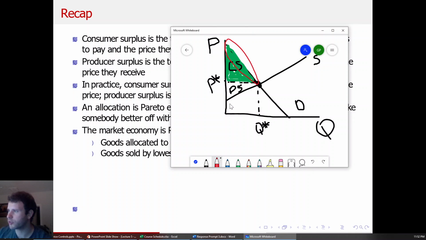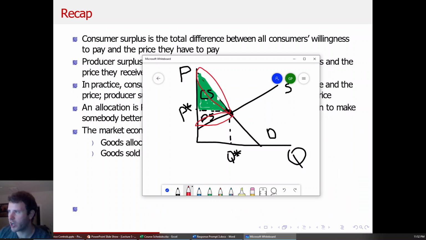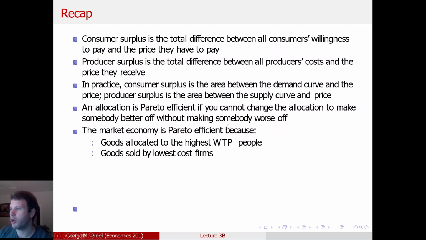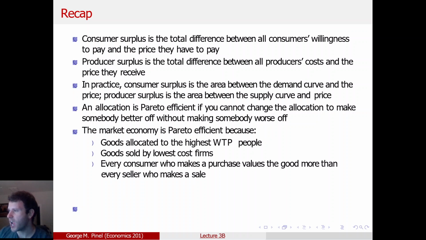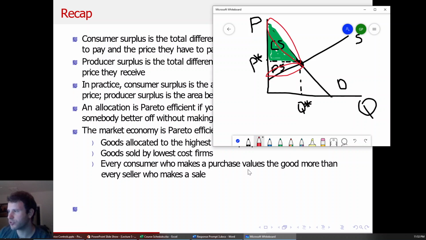Who are the lowest cost firms? If you ranked firms from lowest cost to highest cost, you'd have the supply curve. So these people are lower cost. This person is the lowest cost. This person is the next lowest cost. This person is the next lowest cost, etc. So the lowest cost firms are at the bottom of the supply curve. The highest willingness to pay people are at the top of the demand curve. What else? Every consumer who makes a purchase values the good more than every seller who makes a sale.